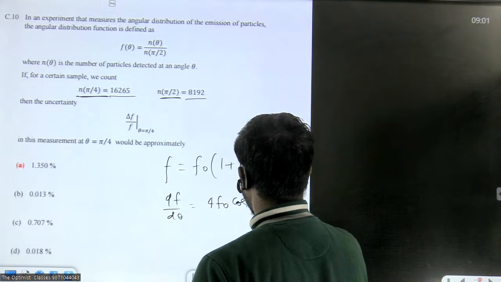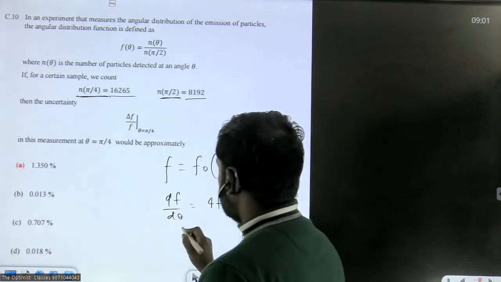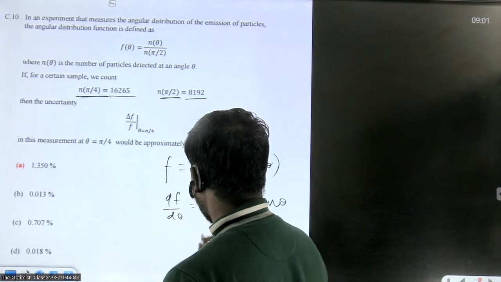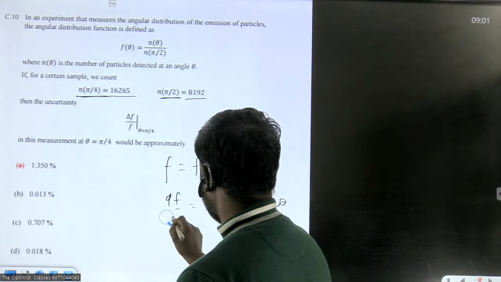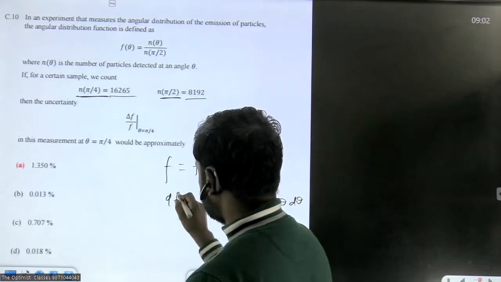There will be a negative sign also, but that negative sign I'm not writing. Now divide the two. If you write df, we can erase this. If you calculate just df, you will get a d theta term also here. So now let's divide the two.